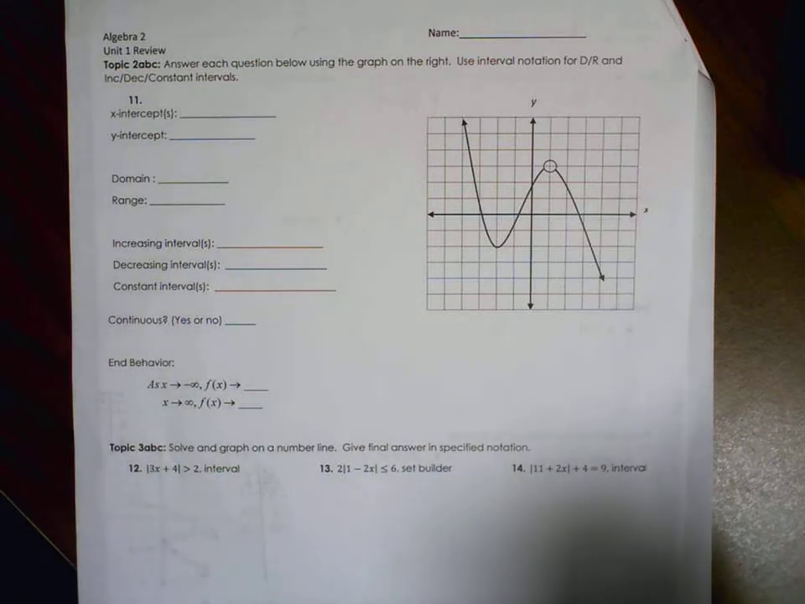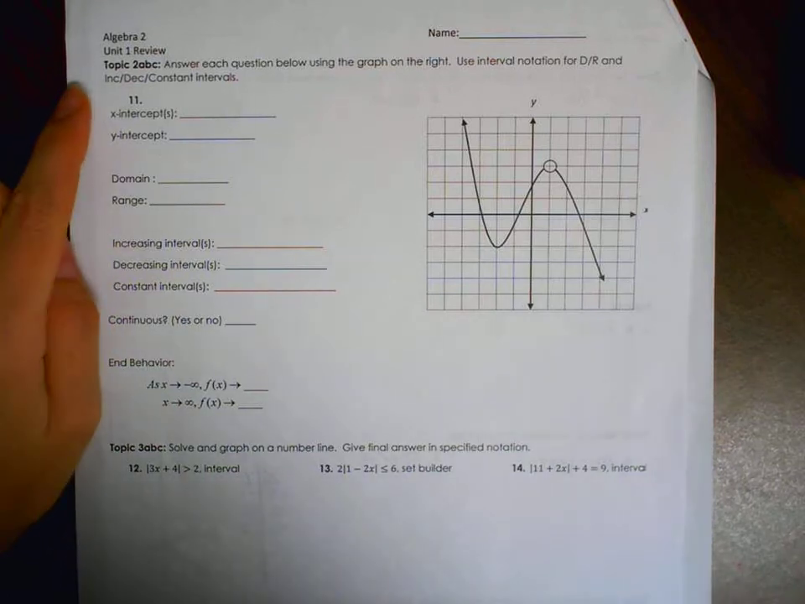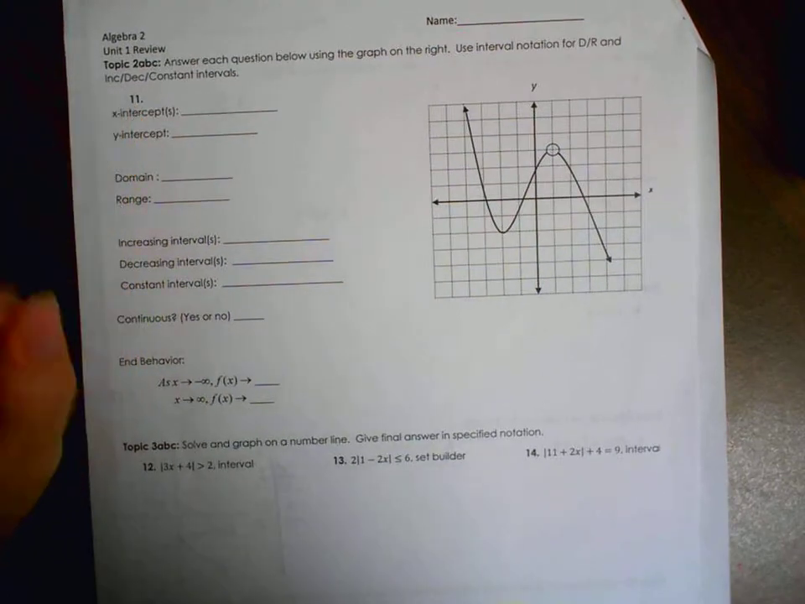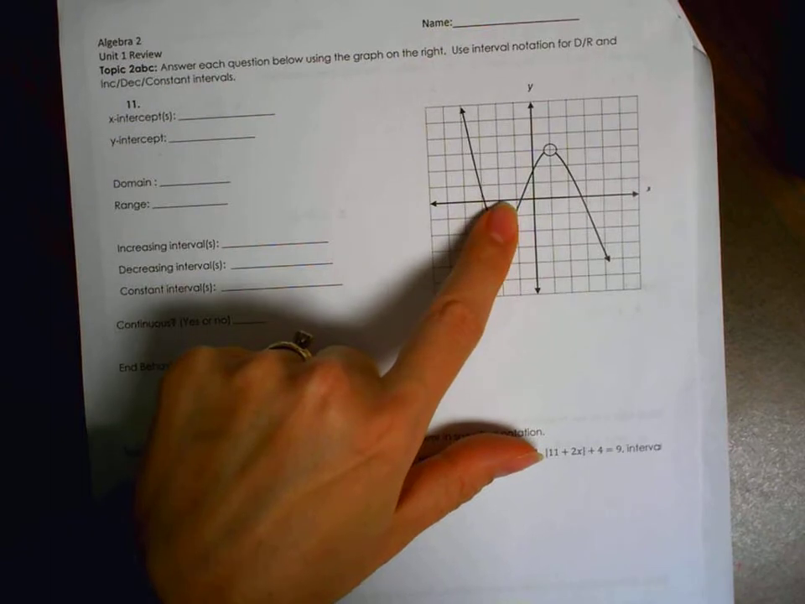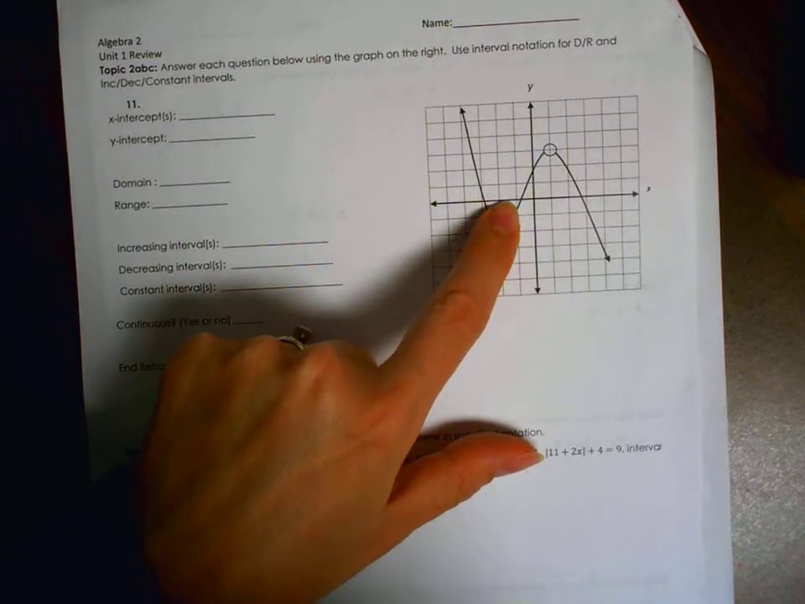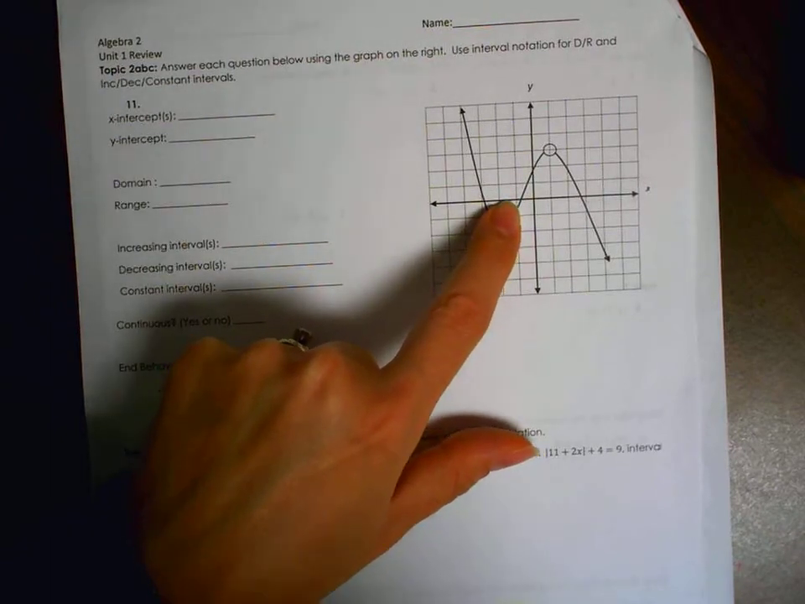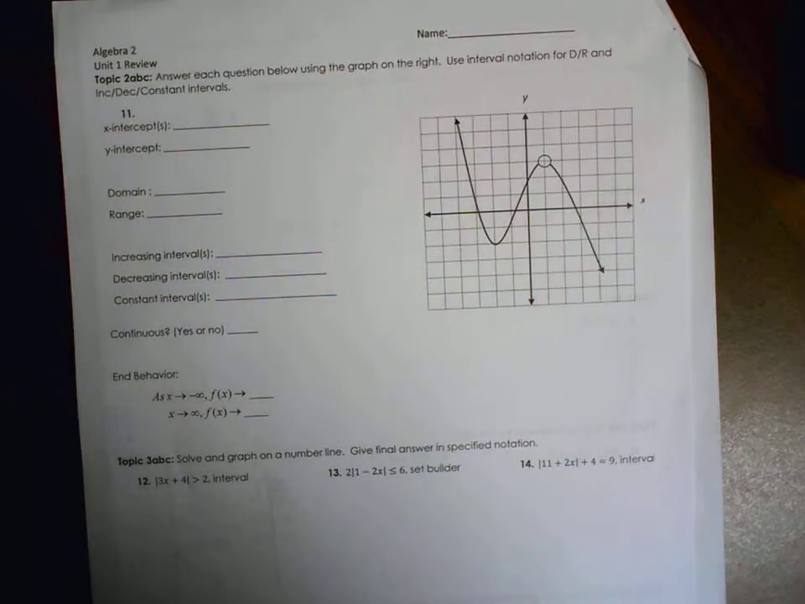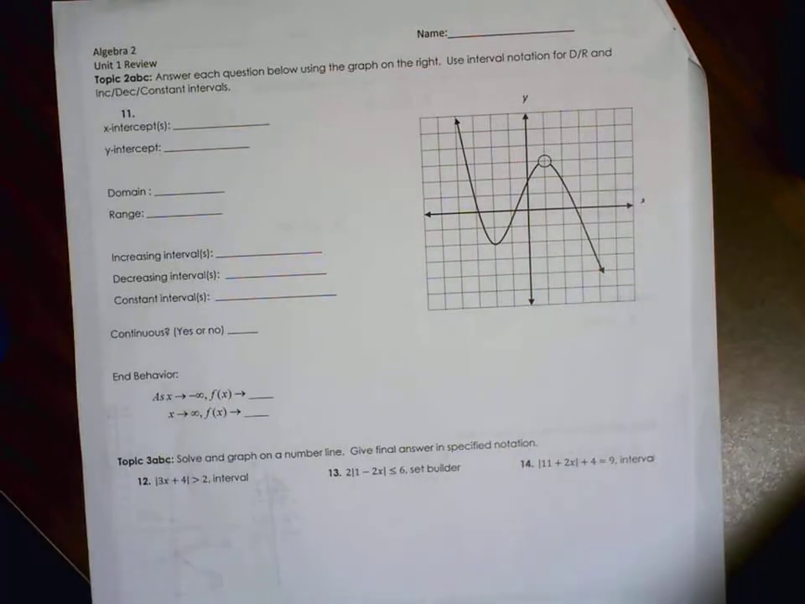Okay, we're on the Unit 1 review sheet, topic 2. So we're starting with question 11. I have this graph here, and I'm going to use interval notation for domain and range, and for my increasing, decreasing, and constant intervals. All right, so we're going to start with my x-intercepts.